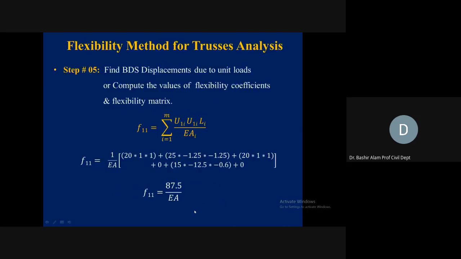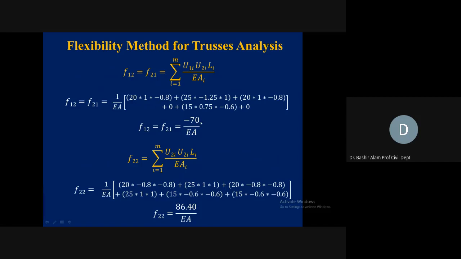Next, now we go and calculate the flexibility coefficient matrix. U1 values also already we have. So this is 20. Again, it is member 1 length, and U1 was 1. So 1 square. Then we have 25 times minus 1.25 square. Then 20 times 1 square, and so on. F11 is calculated. F12 is equal to F21 is calculated.